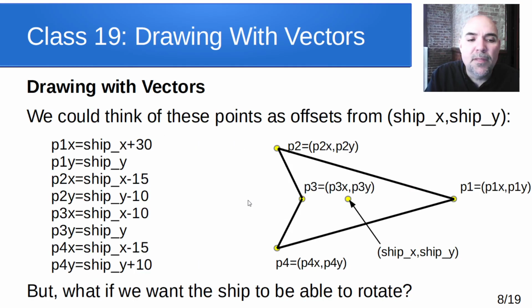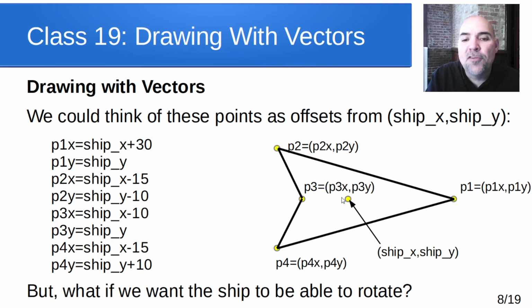Now, we can think of those as offsets from this point. So for example, point 1, its x and y, we could think of that as: here's the ship's x and y, we just add 30 pixels to that, and that gets us over to here. And for the y, we just leave it the same. The y isn't any different. We're in the same line as this.